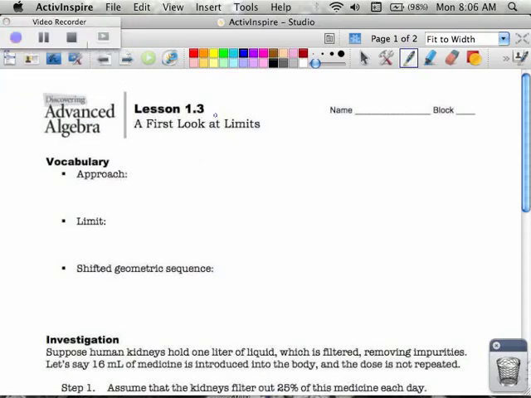Okay, today we're going to start taking a look at limits. And a limit is a dependent variable answer. Most of us think about that as a y value, or something that comes out, an output, that kind of thing.